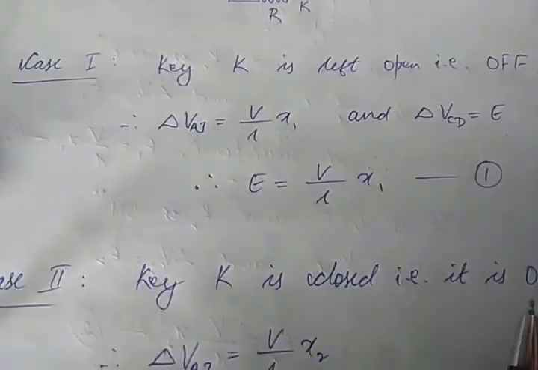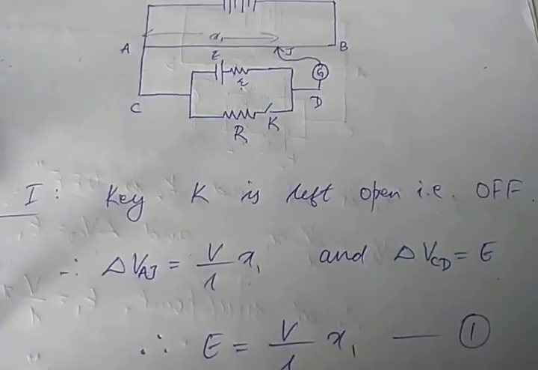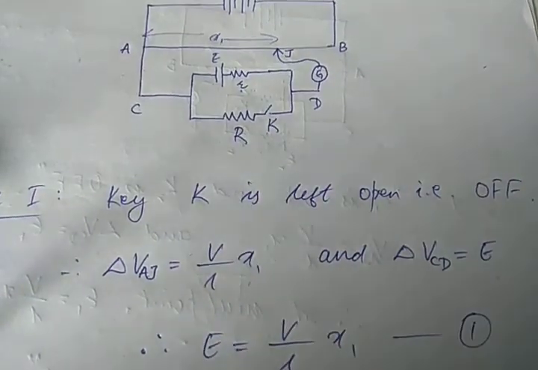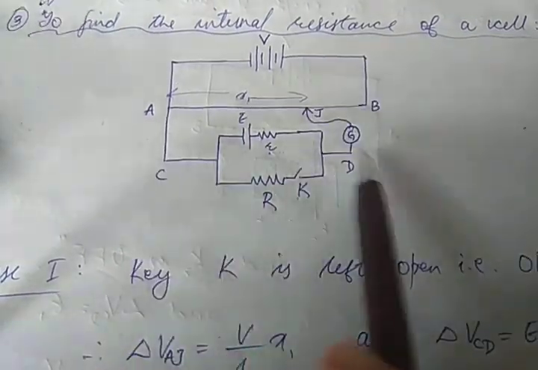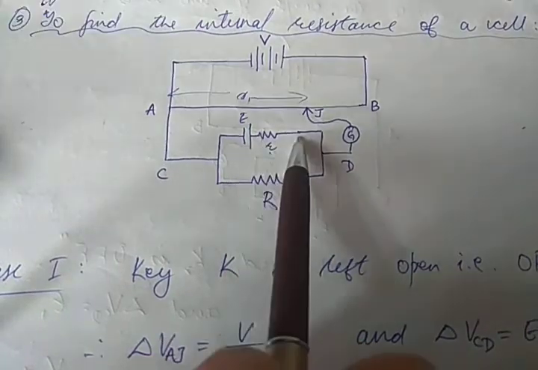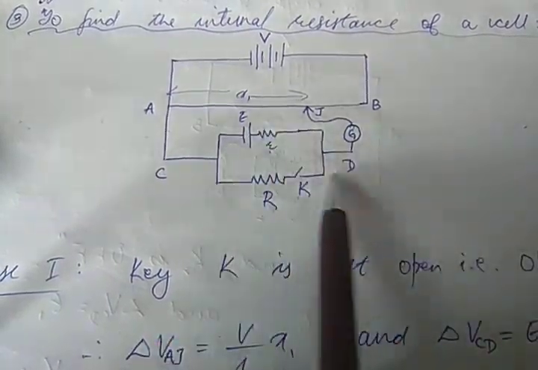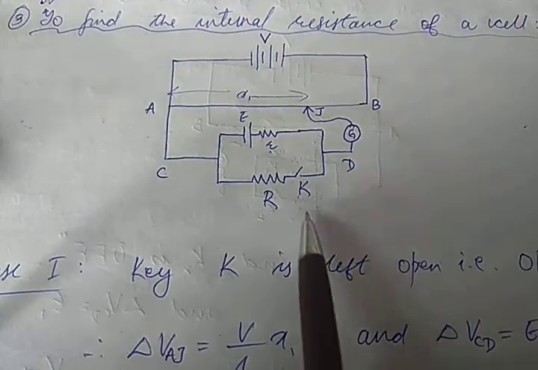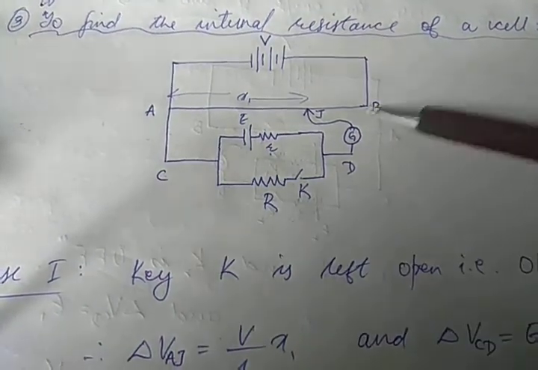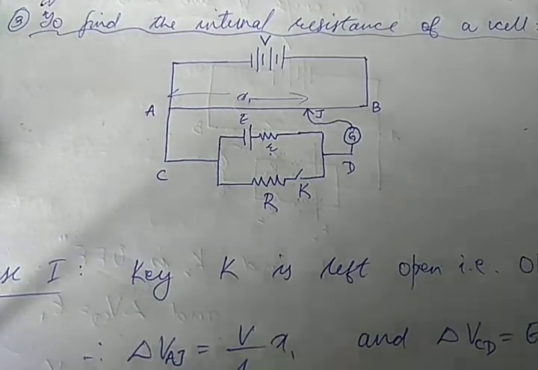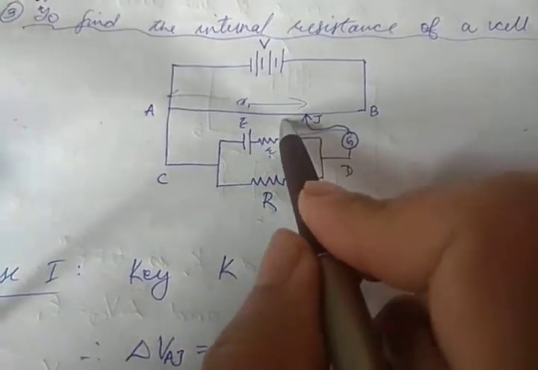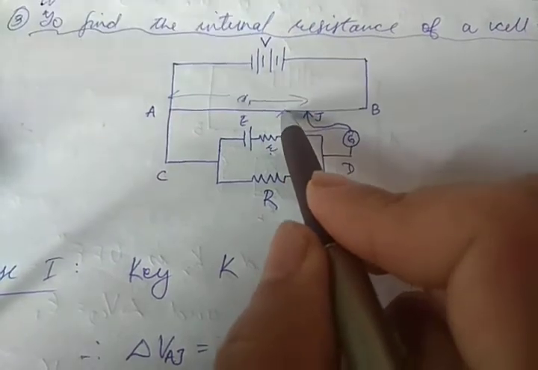Now the next thing we do, case 2, is we close this key K. When we close it, the lower arm of CD is also coming into play. Now the moment we close this key, the position of the null point is of course going to change. Say for example the null point is achieved somewhere over here.